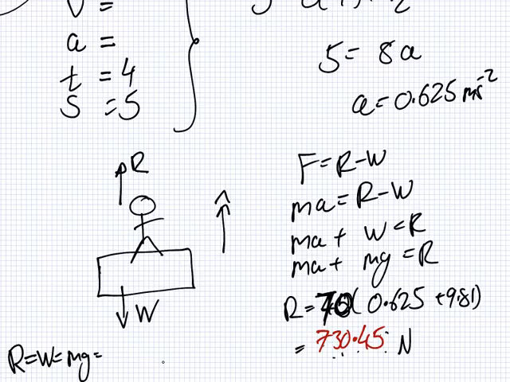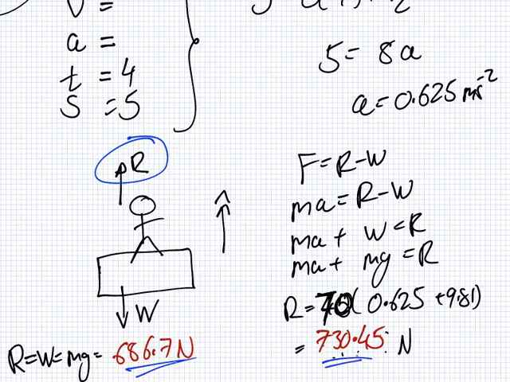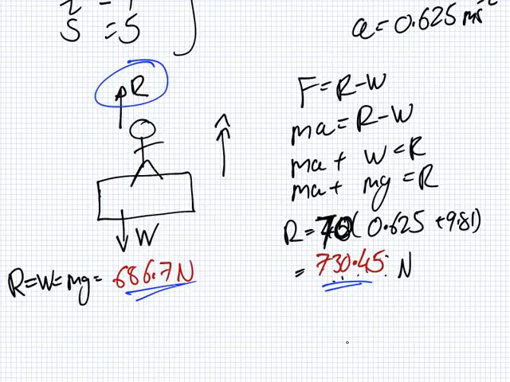But if the elevator wasn't moving, the reaction should only equal the weight, which should only be 686.7. So can you see that because the elevator is moving up, there's more reaction force? Not a lot, but a little bit more. How much more? Let's calculate.